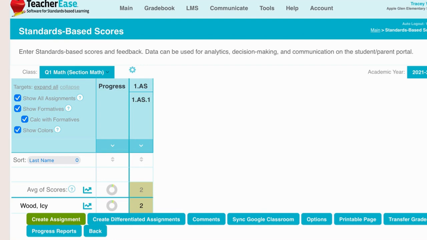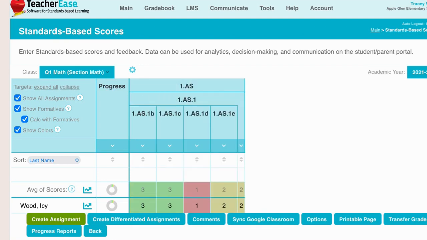If we expand this standard, we can see the 4 learning targets that were used to calculate the 2 that went on the report card. They mastered the first 2 learning targets, earning a 3. They did not master the third learning target, demonstrating a level 1, and the fourth learning target was also not mastered. The student demonstrated a level 2.